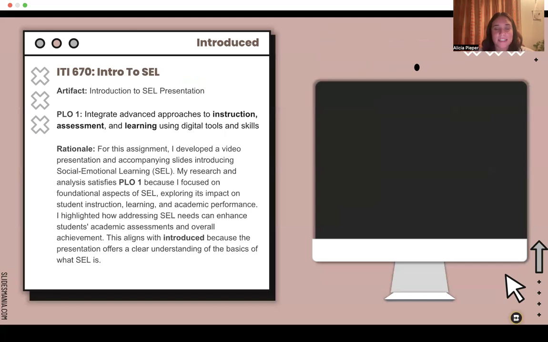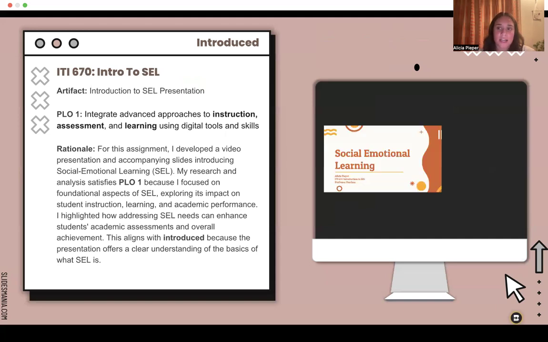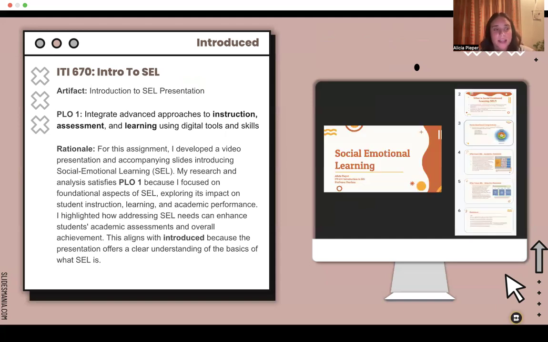The next class was ITI 670, Introduction to SEL. The artifact that I chose was an Introduction to SEL presentation that I had created. For this assignment, I developed a video presentation and accompanying slides that introduced what social emotional learning was. My research and analysis satisfies PLO 1 because I focused on the fundamental aspects of what SEL is. I was also able to explore its impact on student instruction, learning, and academic performance.